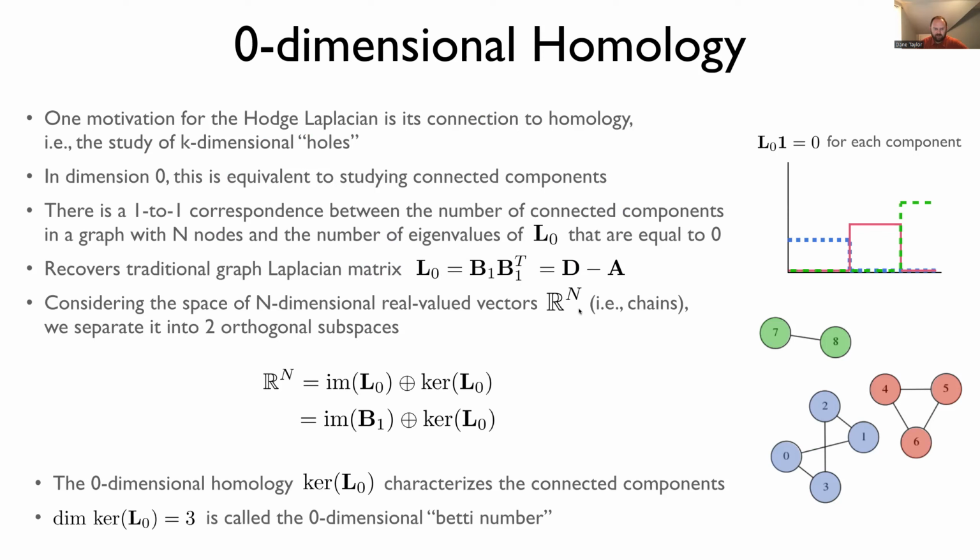So if we think about the space of n-dimensional vectors, we can separate it into two orthogonal subspaces, the image of the Laplacian and the kernel. The kernel is just the set of vectors such that L0 times a vector equals 0. And for a connected graph Laplacian, they all take this form. It would be a vector of ones. But if we have three components, we can have three such vectors, where it's constant on one component and 0 on the other components. And so we can see here, in this example, there are three components, and we have three such vectors. So there's a three-dimensional subspace. And so we can understand that the zero-dimensional homology is three-dimensional in this case.